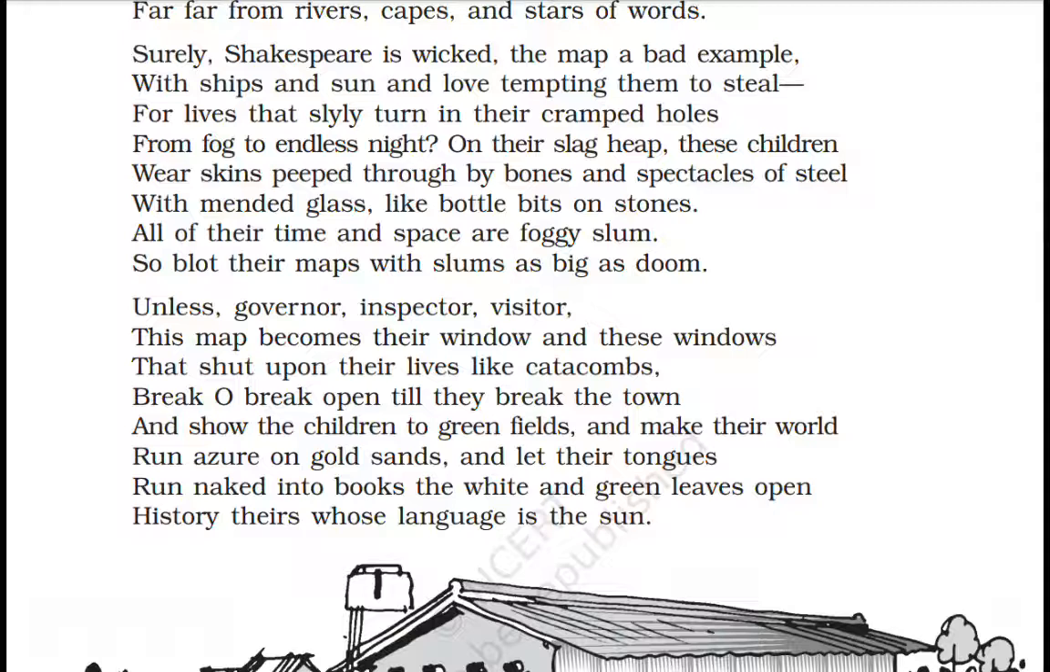History theirs, whose language is the sun. Now he says that if these people are given the light and warmth of the sun, if they also have the language of light, the brightness and warmth of the sun, then they will also create history. Such people only can create history in their lives who have the light and warmth of the sun.